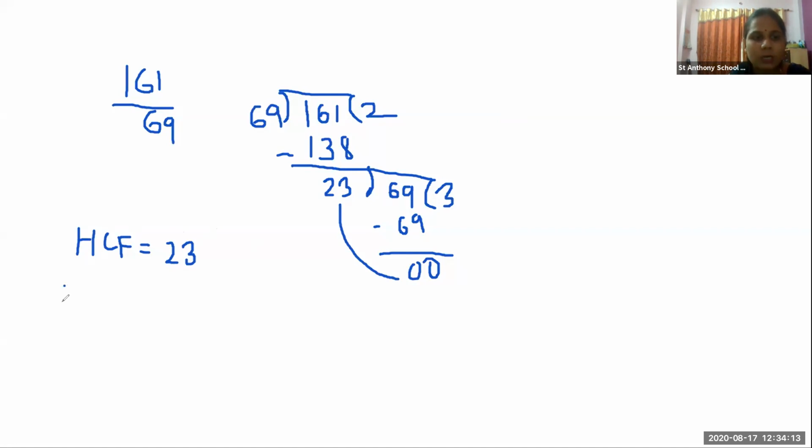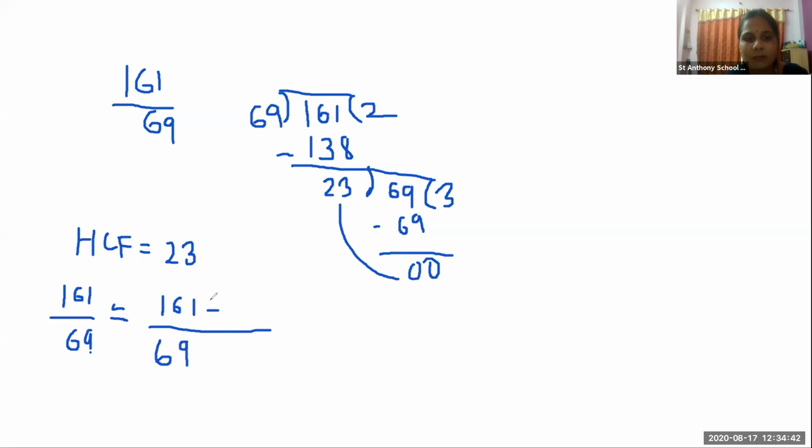Now I have to convert 161 by 69 into its lowest form. So what I'm going to do over here, I will take the help of my HCF, right? So I will write 161 divided by 69. Now I am going to take help of our HCF 23.